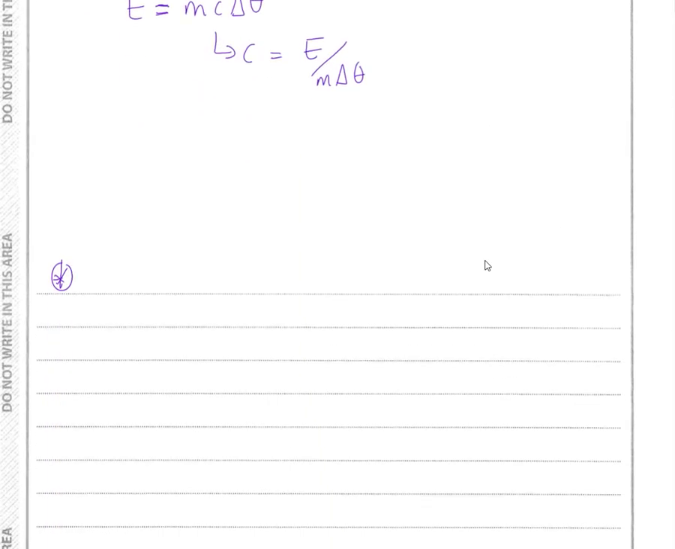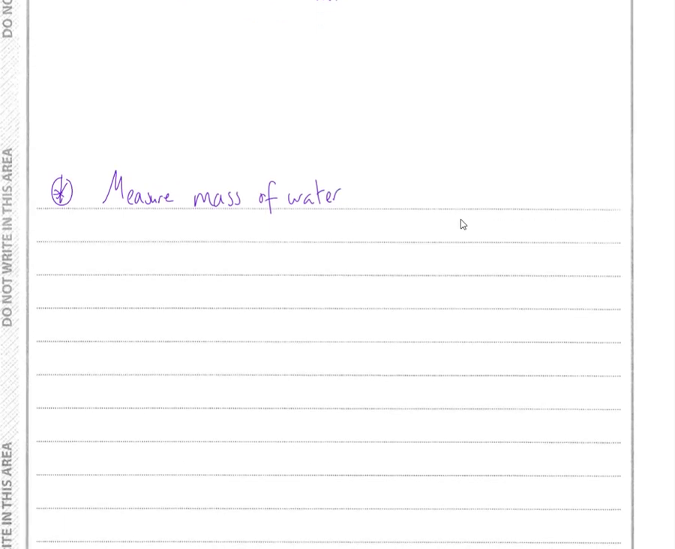Now the first thing we're going to do is the easy stuff first. So we're going to measure mass. Now how do we measure the mass? We measure the mass of water. Now, how are we going to measure the mass of the water? There are a few things that we can do.